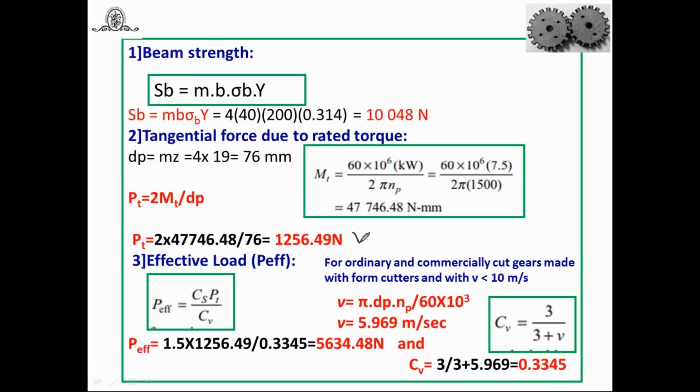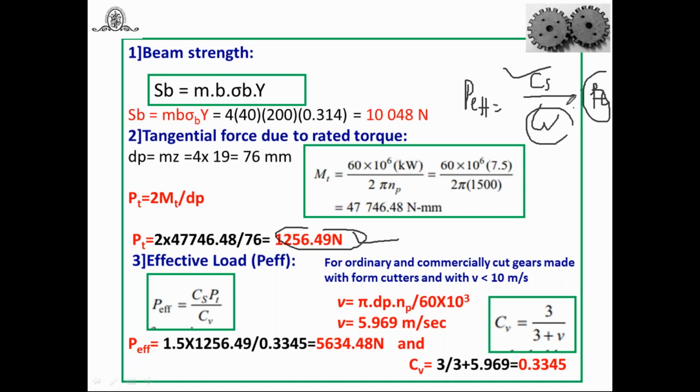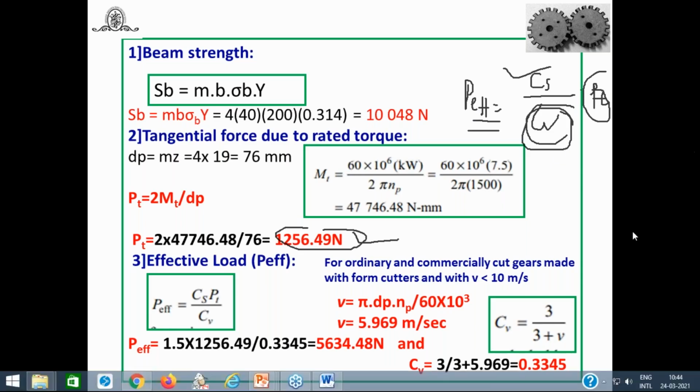Once you have the tangential force, it's very easy to find out P effective. As I have discussed, to account for velocity factor for dynamic load, P effective is equal to CS upon CV into PT. I am repeating: CS is 1.5, CV, and PT. PT we have now calculated as 1256. So what is remaining? CV. To get the value of P effective, let us calculate CV.